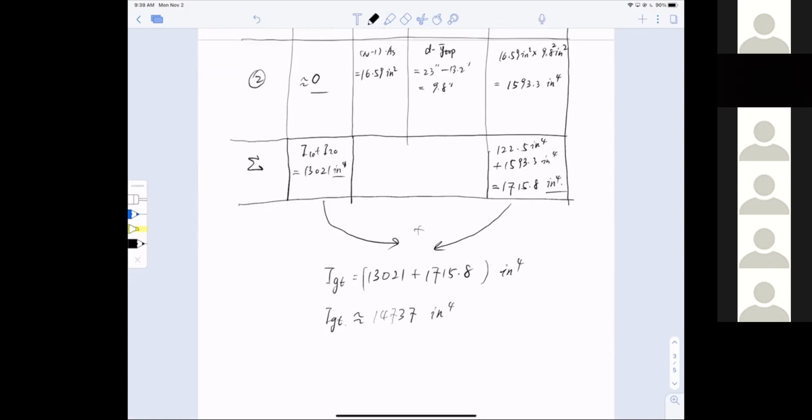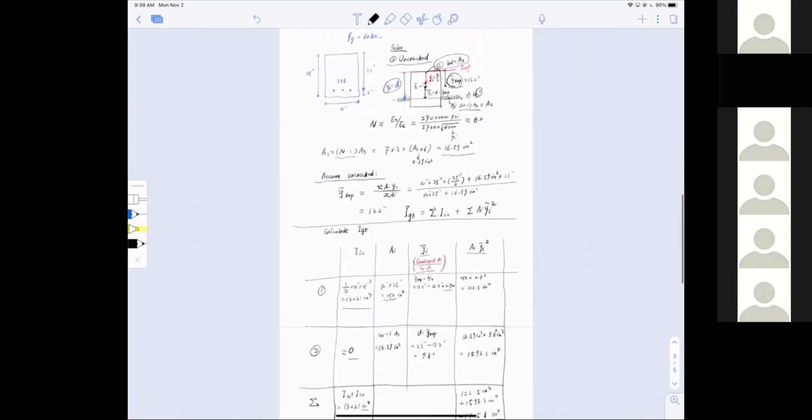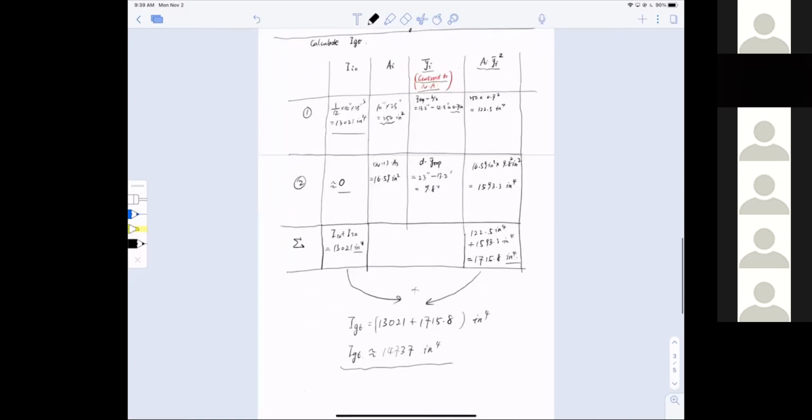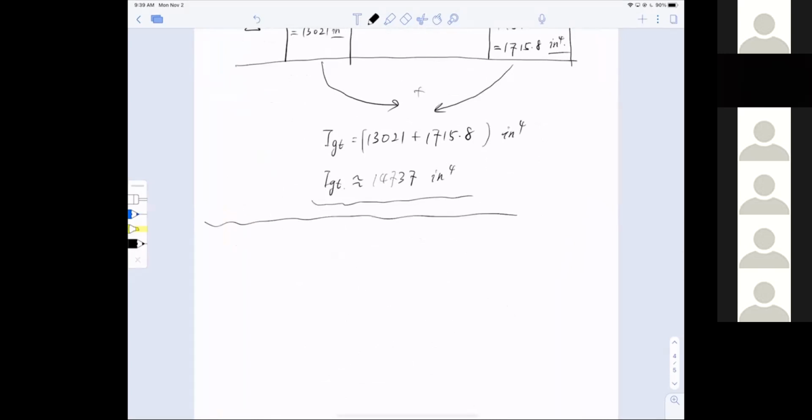So that's the IGT for the uncracked section. You see, we went through a bit of length just to find the moment of inertia for this uncracked section. All right, so the moment has arrived that we are able to check whether our initial assumption that the section is uncracked holds or not. So let's do the stress check.